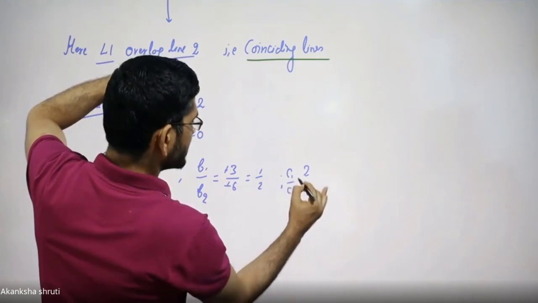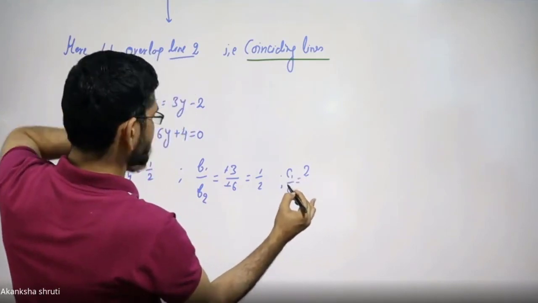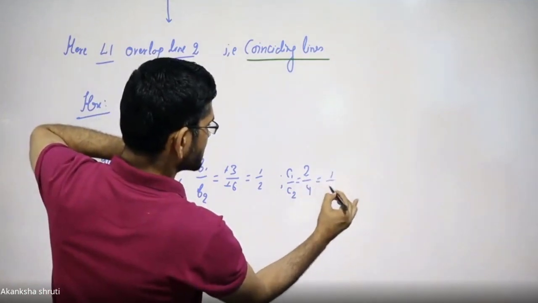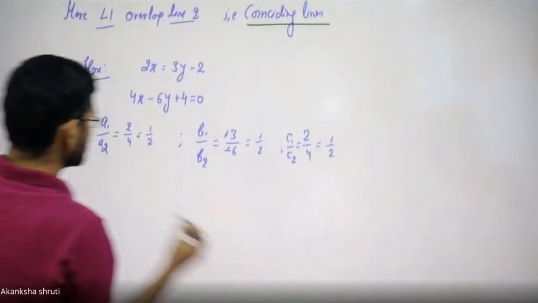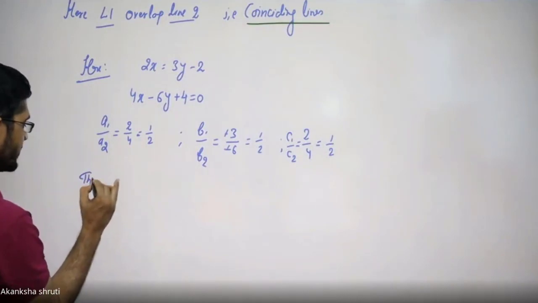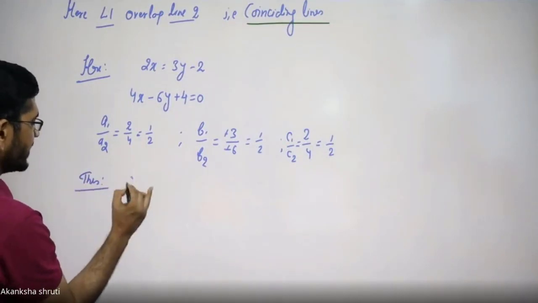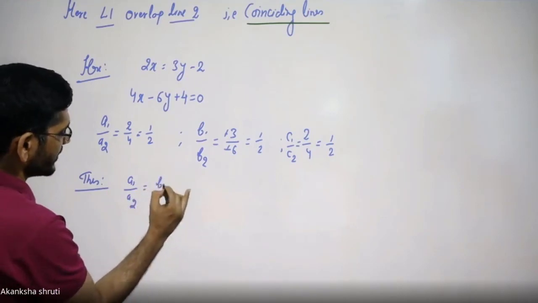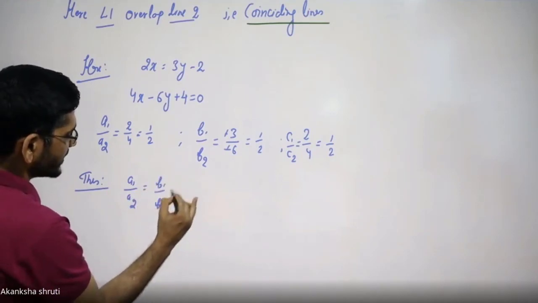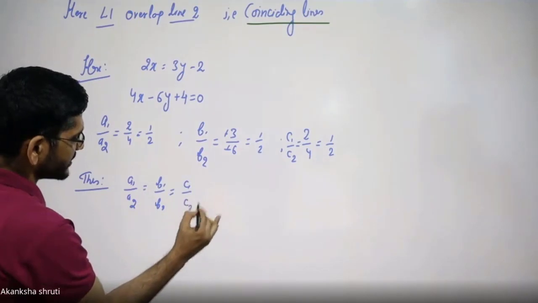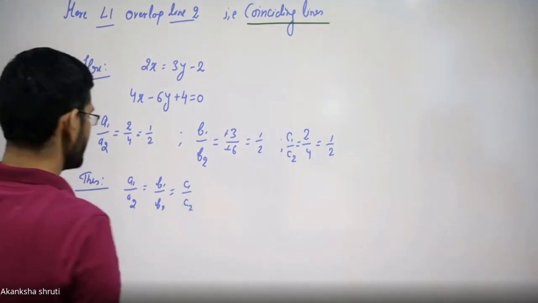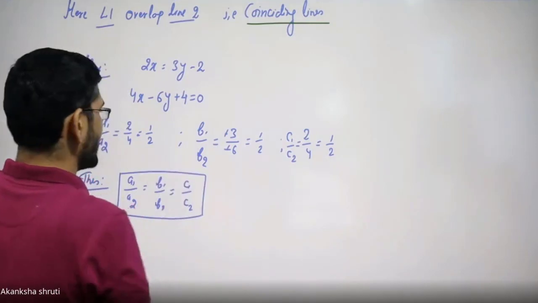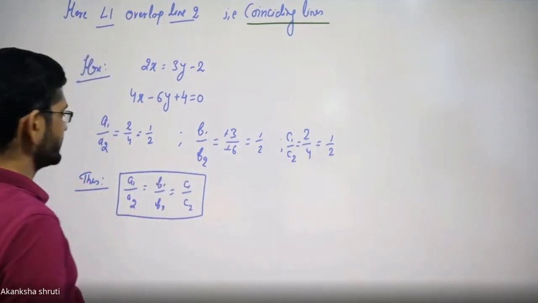And in the second equation, 4 is already on the left-hand side, 2 by 4 is also 1 by 2. So thus what we are getting? We are getting that a1 by a2 is equal to b1 by b2 is equal to c1 by c2. Okay. So this is the condition which we had written algebraically, and it is verified here.